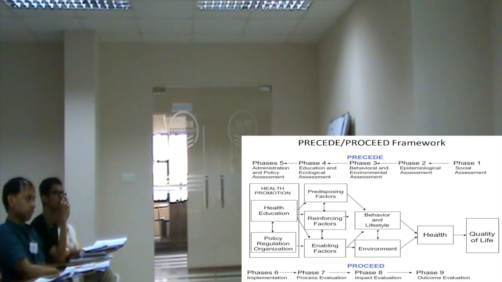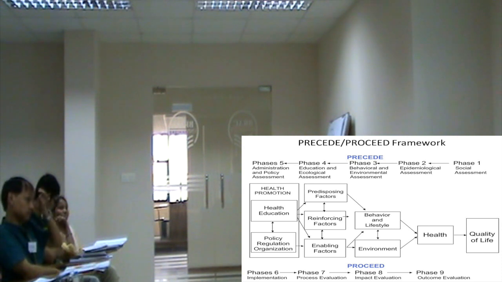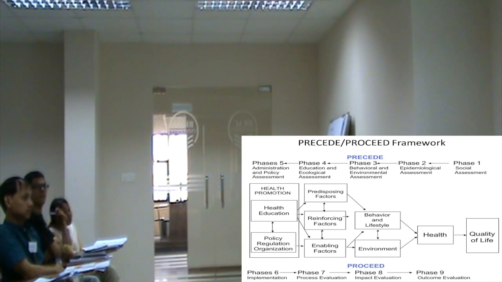So we are giving some health education and health policy regulation. These are acting on some predisposing, reinforcing and enabling factors of behavior change or behaviors and environments. As a result of our health education, these factors are getting affected. That is, the people are changing their behavior or lifestyle. There is a change in the environment due to this policy regulation. And as a result, they are achieving good health, and as a result of good health, they are having a better quality of life. That's the causal sequence of what we want to achieve.